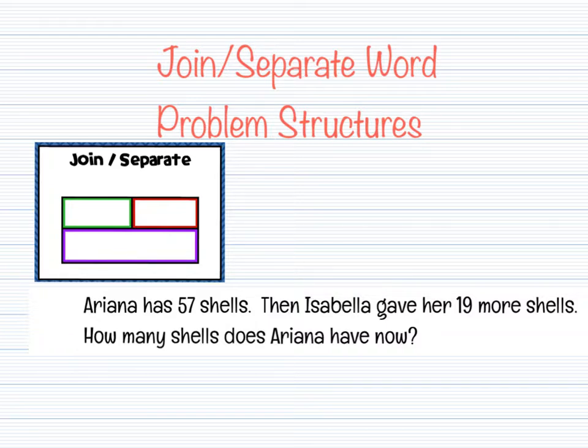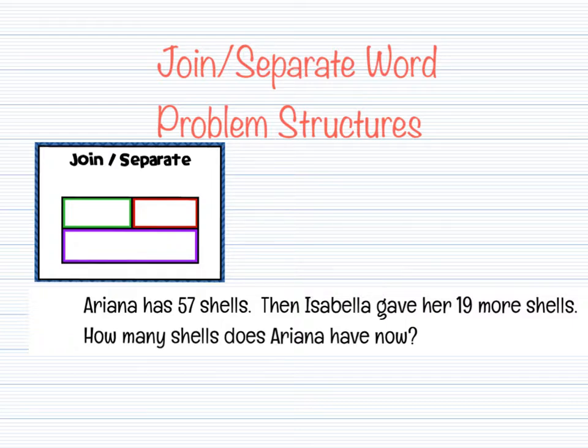Miss Ayala will read it to you. Ariana has 57 shells. Then Isabella gave her 19 more shells. How many shells does Ariana have now? Okay. Step 3 is to draw our strip diagram for the join separate word problem. We have it up right there. So step 4 is labels and numbers. So let's go through our word problem and let's see what is what so we can label and put the correct numbers in our strip diagram.